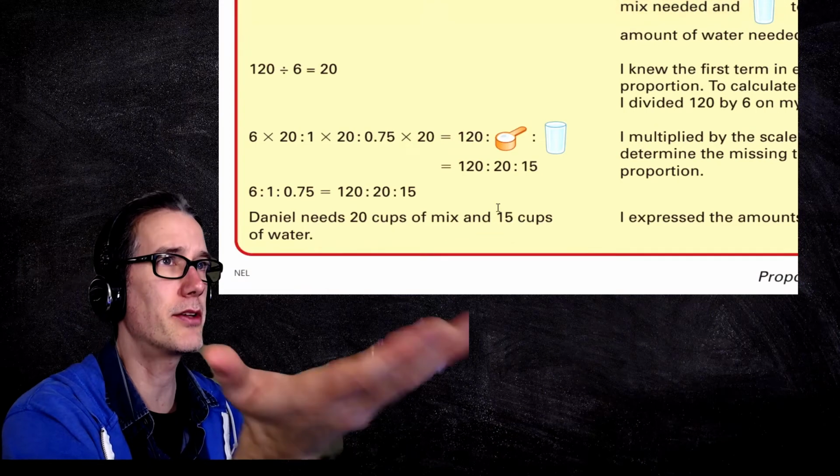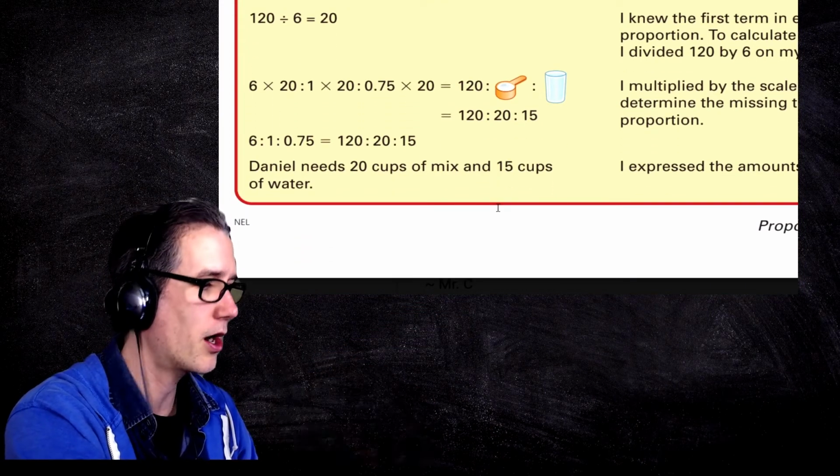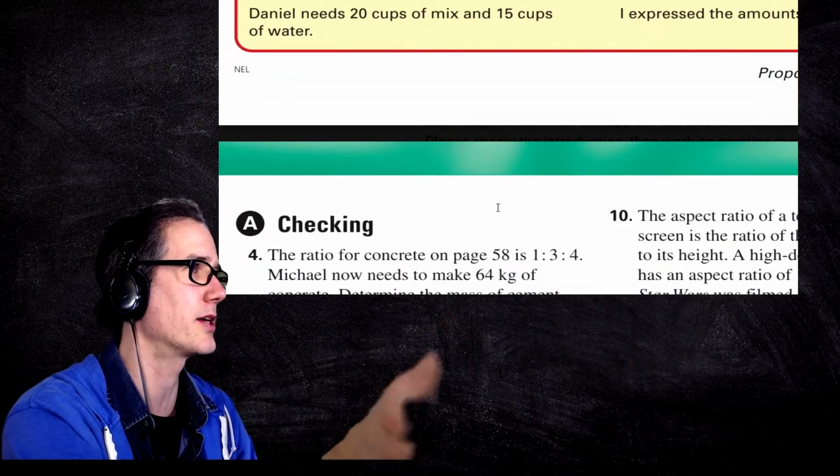Make sense? Now, you can still solve this problem the exact same way I mentioned before, either part to part or part to whole. You could also solve it by cross-multiplying. There's all kinds of ways to adjust this.